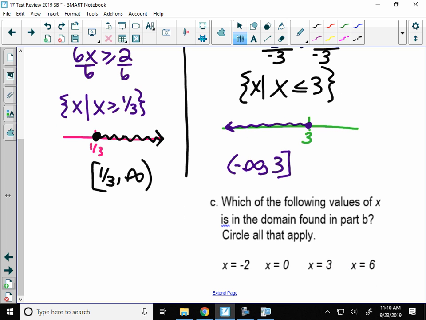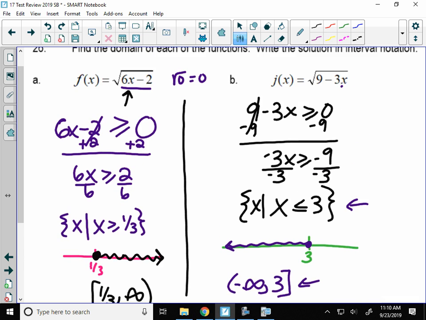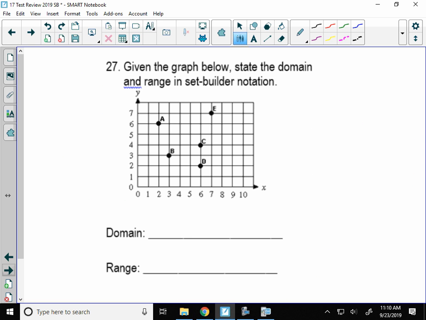All right, now, which of the following values of x is in that domain? So in this interval, or in that inequality, which is the same, which numbers are less than or equal to 3? Well, negative 2 is definitely within that domain. 0 is less than or equal to 3, and 3 is equal to 3. 6 is not in that domain. Meaning, if I put 6 in for x up here, if I had the square root of 9 minus 3 times 6, I'd have the square root of 9 minus 18, which is the square root of negative 9, which we can't do yet.